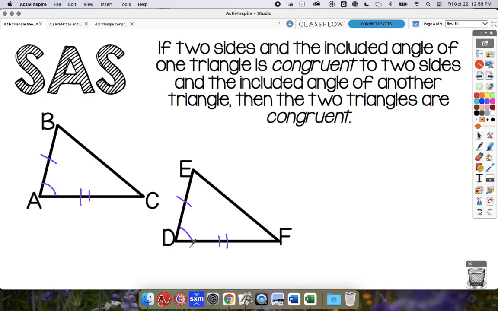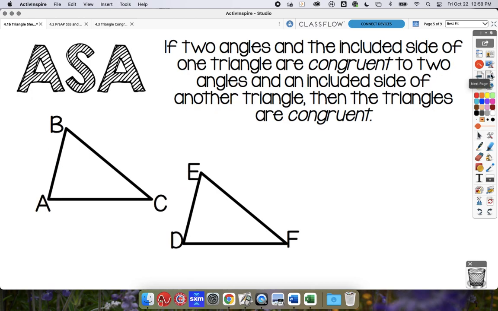The 2 new ones, the angle side angle shortcut. So that's 2 pairs of congruent angles. There's 1 pair of congruent angles. Here's the second pair of congruent angles. And now the side must be included between those 2 angles. If I am given that information, I can prove that all the other parts that are unlisted are also congruent. It's a shortcut. That should be like a 3-step proof. If you can prove those 3 things, you're good.